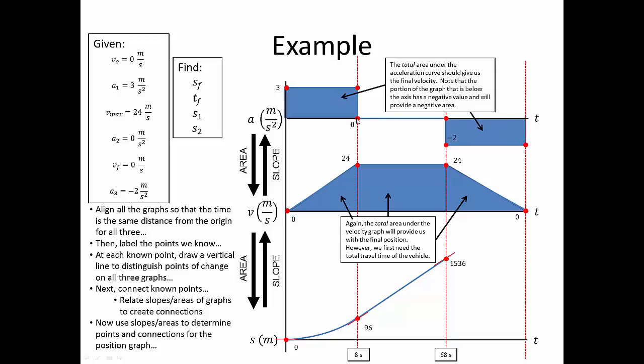In order to do that, we look again at the acceleration curve and note that the sum of the areas, the total area under the acceleration curve, should give us our final velocity. However, our final velocity is 0, which means that the sum of these 2 areas must also equal 0. Notice that this value is minus 2, so when we calculate this area, it should give us a negative value. So the sum of our first area plus our second area should be 0.